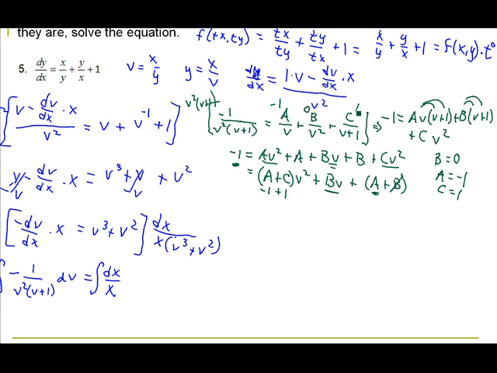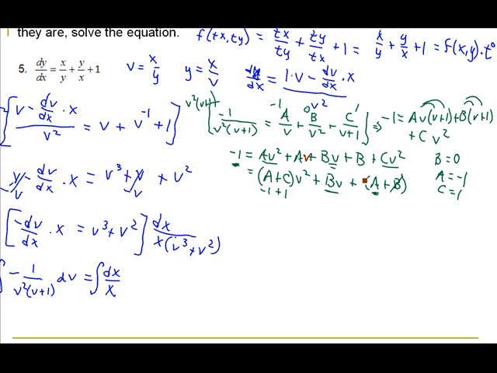Oh, I made a mistake. Okay, let's go fix the mistake. I'm going to change my ink color so that we can fix this. Here, when I distributed by the av, I get av squared plus av. So this should be a v. And then everything else is okay.